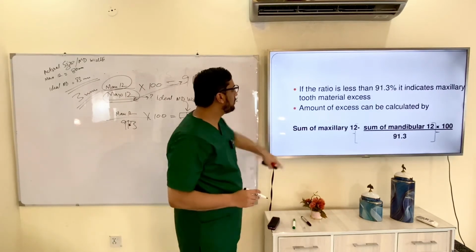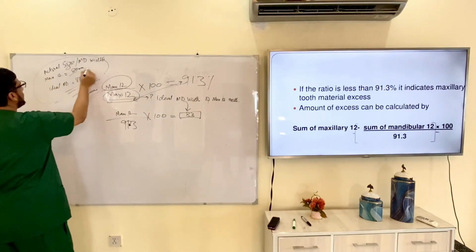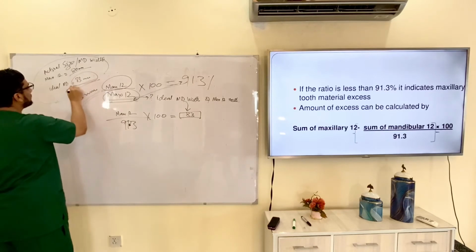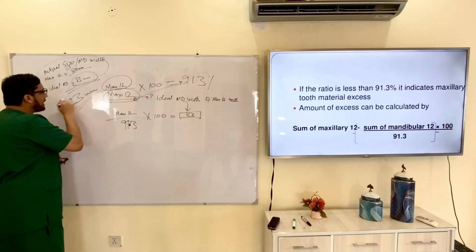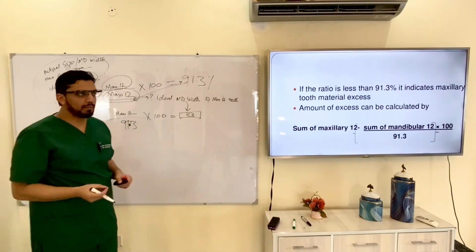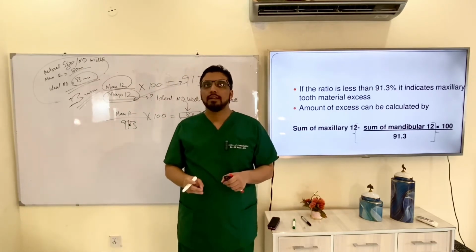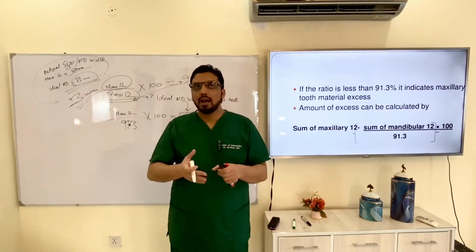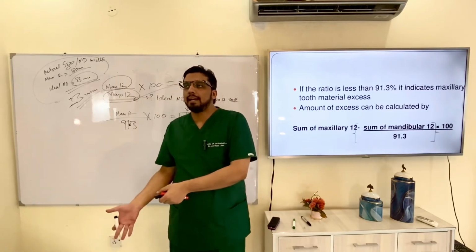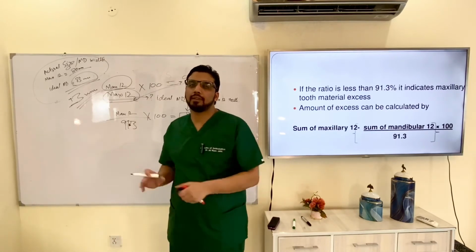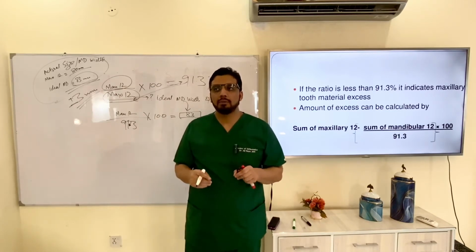So with this, we come to know that actually we have to use this. We know the actual, we know the ideal. From the actual to ideal, you get the Bolton discrepancy, and positive and negative depend upon the other arch. For example, you have peg laterals, and you assume the upper arch is the ideal, and with reference to this upper arch, you will say that you have mandibular excess in the opposite arch.